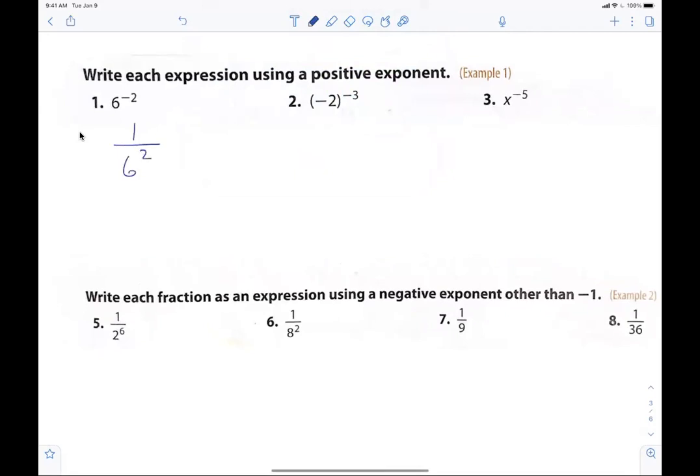That's how easy. That's all you have to write. 1 over 6 to the second power. Now, of course, everybody here knows that 6 squared is what? 36. So the answer could be written as 1 over 36, but they just want it written as an exponent. Everybody okay with that?